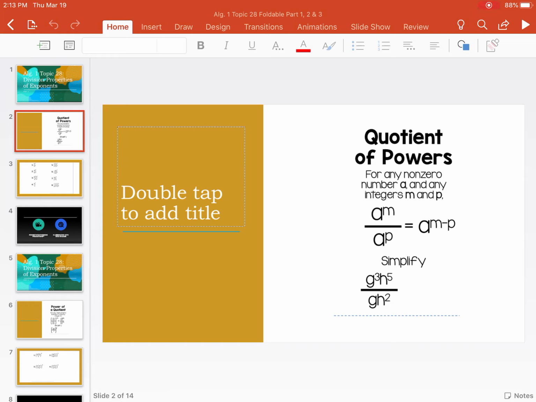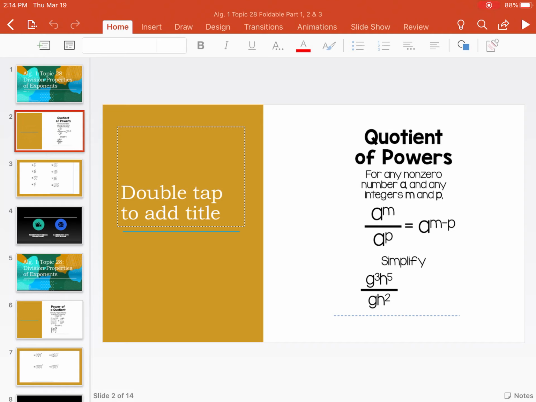Now with your foldable, this is where it's folded to look like a pamphlet. So when we fold over the top few flaps, which have all of the fancy titles on them, and then once you would open it up, that's where the problems would be. So the blank part, that's what you would paste into your notebook. So starting off with Quotient of Powers.